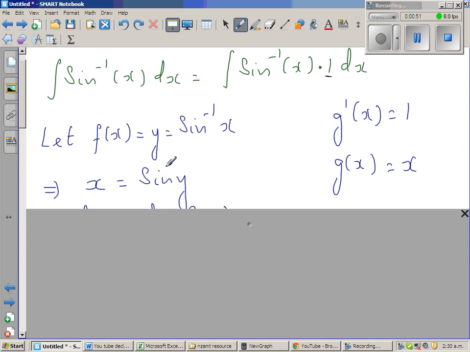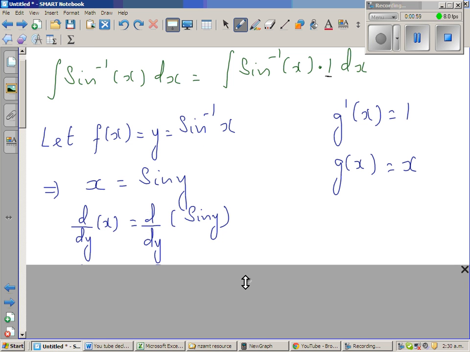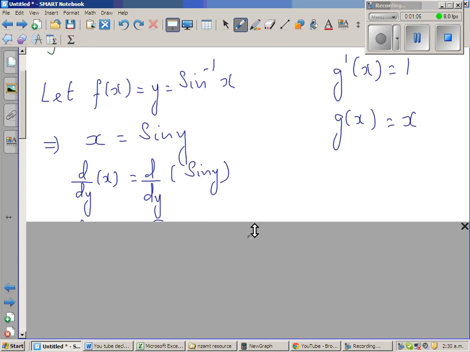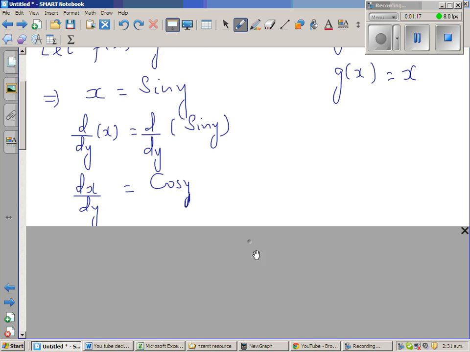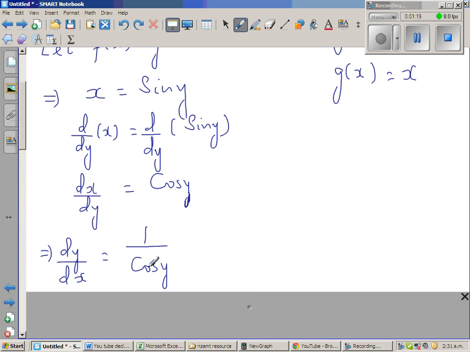But let us differentiate this. If y is sine inverse of x, I can write x is sine y, and differentiating both sides with respect to y, d by dy of x is equal to d by dy of sine y. d by dy of x is nothing but dx by dy, and d by dy of sine y is cos y. Now I take the reciprocal of both of them. So dy by dx is 1 over cos y.